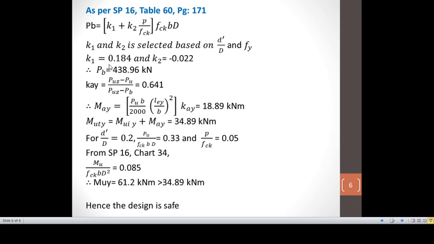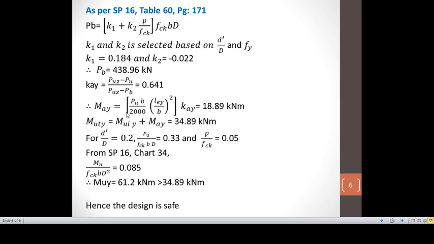K1 is obtained from page number 171 of SP16 as 0.184, and K2 is obtained as minus 0.022. This minus sign needs to be considered. By substituting these two values in this equation, we obtain PB, the axial load corresponding to balanced failure, as 438.96 kilonewton. Again, by substituting the values of PB, PU and PUZ in the equation for the reduction factor, we obtain the reduction factor as 0.641.